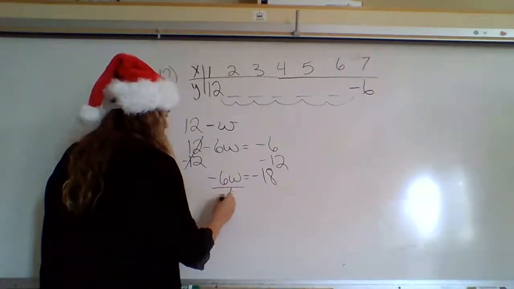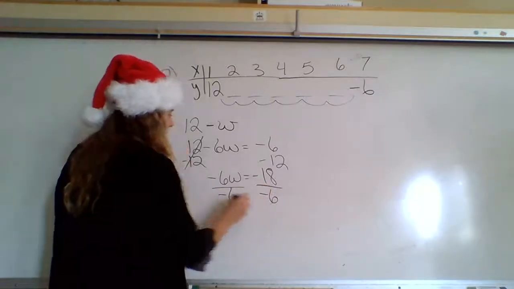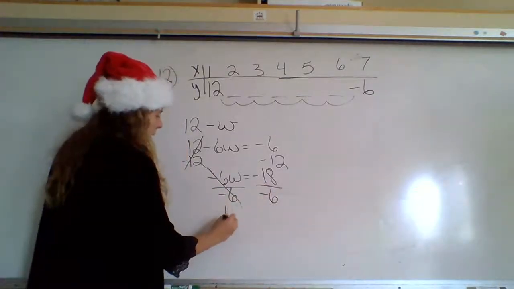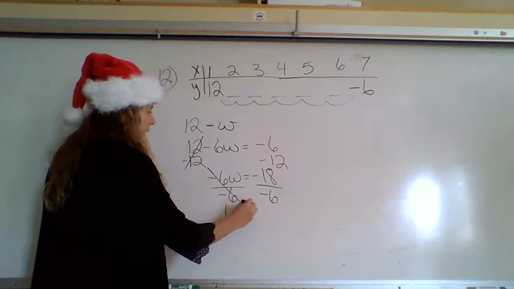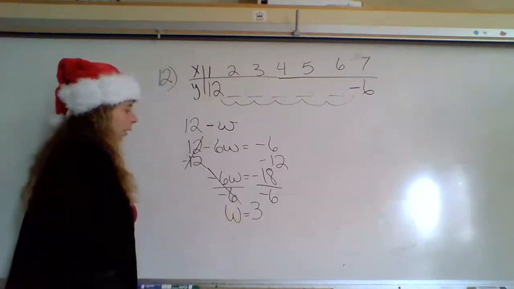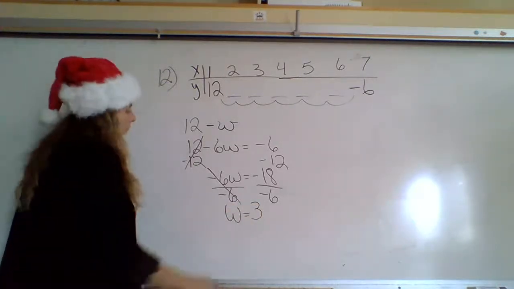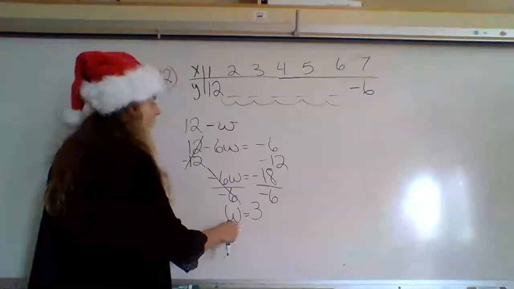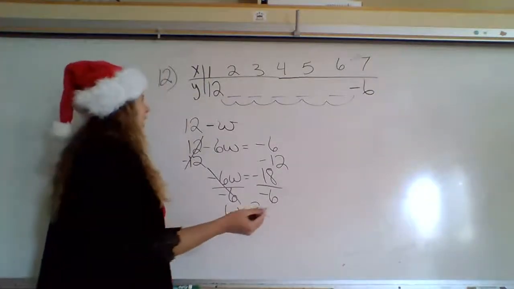Divide by -6, divide by -6. W equals 3. Ta-da! So I'm multiplying by 3. See, I even said it wrong. I'm subtracting 3 each time.